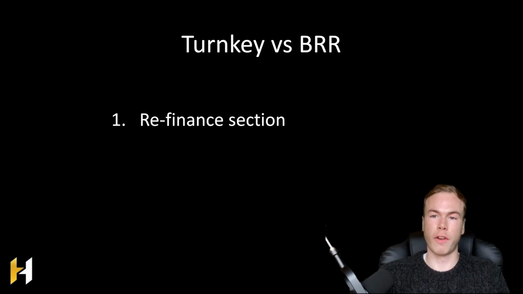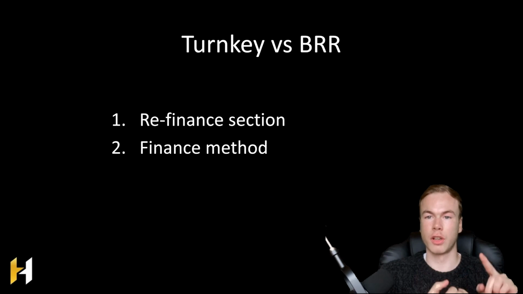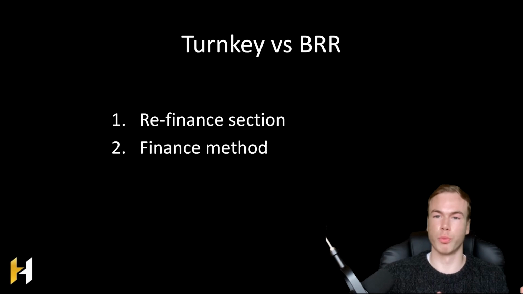Number 2, the finance method. In the BRR spreadsheets, you choose the finance method, so you select either cash, bridging, or mortgage. That's different from the turnkey spreadsheets that just assume you're purchasing with a mortgage, because cash and bridging is most useful, and 99% of the time you are going to purchase with those when you're doing a lot of work to the property.